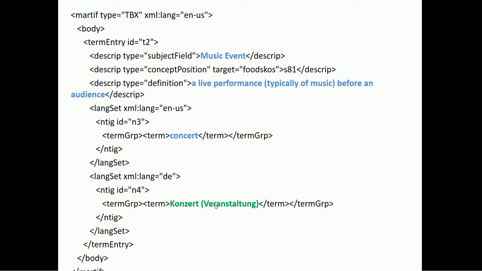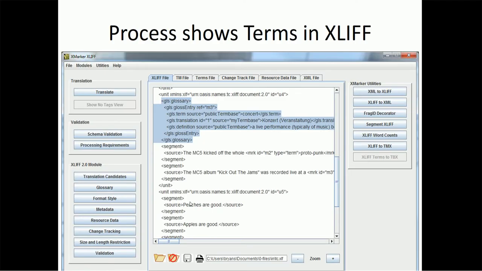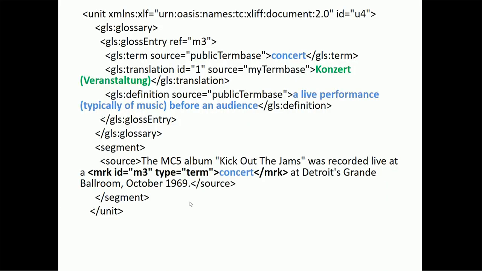So what this does is it gives the translator, if they're not quite familiar with how that word concert is being used, it could be disambiguated, right? It could be a live music event, or it could be something that you do concurrently with something else, like I changed my shoes in concert with my shoelaces. I guess that's kind of a silly example. So in this case, the translator can say, oh, a live performance typically of music before an audience. Okay, that's the term that I want. So I would use this translation. Okay, so then we process the terms in the XLIFF file. It enters the TBX matches here in the glossary namespace. And then the translator, all in one fell swoop, can read this translation or the source, understand this term, and get the information about the term.